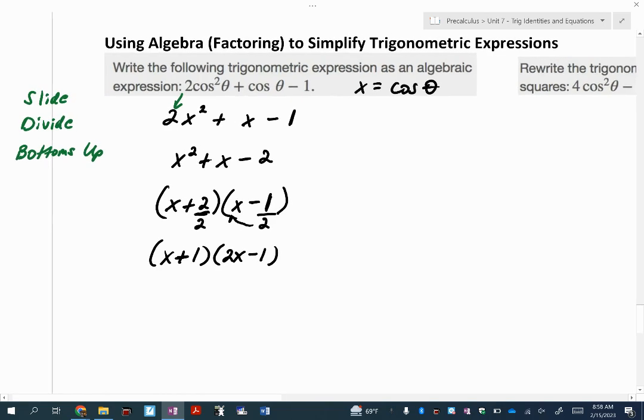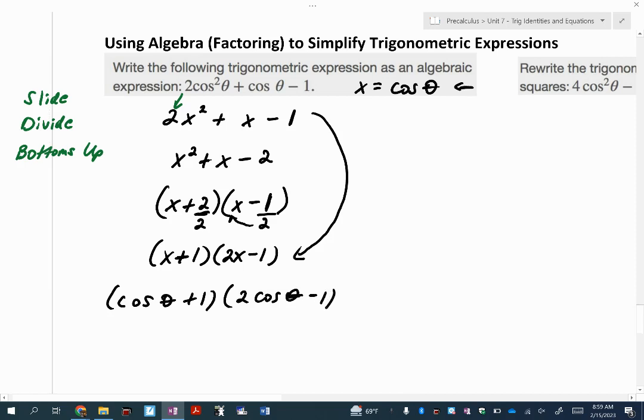So hopefully, in terms of your algebra skills, you can factor that quadratic trinomial into those two binomials. All we would do then is replace where it says x, going back to our cosine of theta. So I'm going to write cosine of theta plus 1 times 2 cosine of theta minus 1. Technically, it didn't make me do that because it just wants me to write it as an algebraic expression. But I want you to get practice going back to that, because when we set this equal to something, you're going to have to keep going. So that's that one.